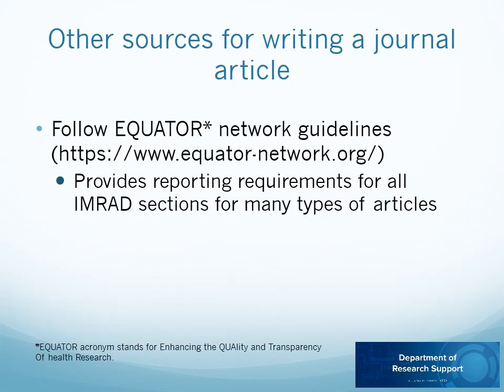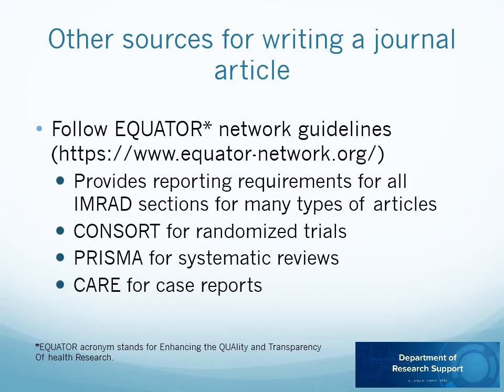Another source with good suggestions for writing your article is the Equator Network. This network provides specific guidelines and helpful checklists for a variety of different types of articles, such as systematic reviews or case studies. Each guideline provides detailed information about the content that should be included in each MRAD section for that type of article. Consulting these guidelines and associated checklists may also be beneficial during the writing process to make sure you have included the necessary information in each MRAD section.